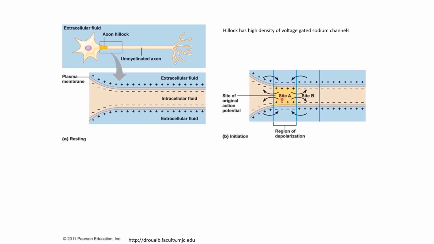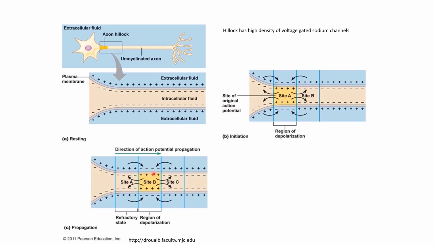So let's say they go from site A to site B, and as these ions go to site B, the site B gets depolarized, and that triggers an action potential in this neighboring region. So now we have an action potential here in site B, and this causes further depolarization of the membrane. More sodium ions flow in, and then these sodium ions can then again flow to the nearby regions. So they can go from site B to site C, and now we have an action potential here.